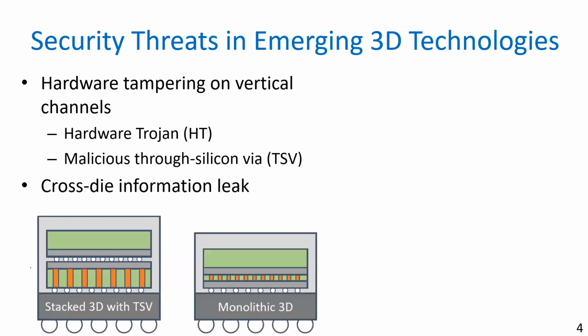Although 3D technology helped us obtain tremendous benefits in performance and energy efficiency, the vertical connection and integration of multiple dies also bring new and unexplored security threats, including three-dimensional hardware Trojans, malicious TSVs, as well as new ways to leak information across multiple dies.